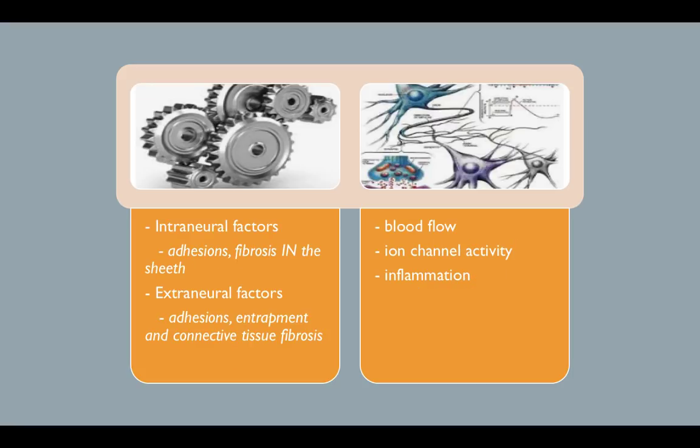An unhealthy nerve may result from mechanical or physiological impairments. Mechanical impairments affect the ability to compress and distract. These are due to both intraneural and extraneural factors. Intraneural factors include adhesions or fibrosis within the nerve sheath or dura. Extraneural factors include fibrosis or adhesions between the dura and surrounding connective tissue. Physiological impairments affect the chemical and electrical abilities of the nerve. These impairments are due to poor blood flow, dysfunctional ion channel activity, and inflammation.